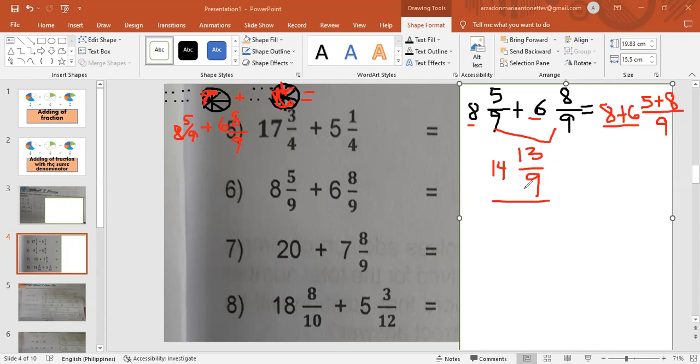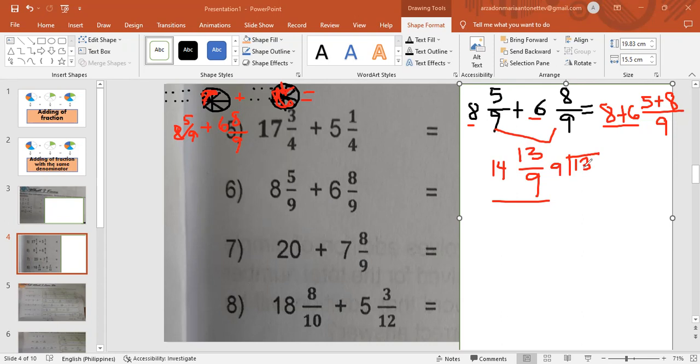Please observe. We are not yet done, because this 13 over 9 is what? Is that a proper fraction or improper? Improper fraction. Okay, that is an improper fraction. You know why? Because this 13 is higher than 9, so we can still divide 13 by 9.